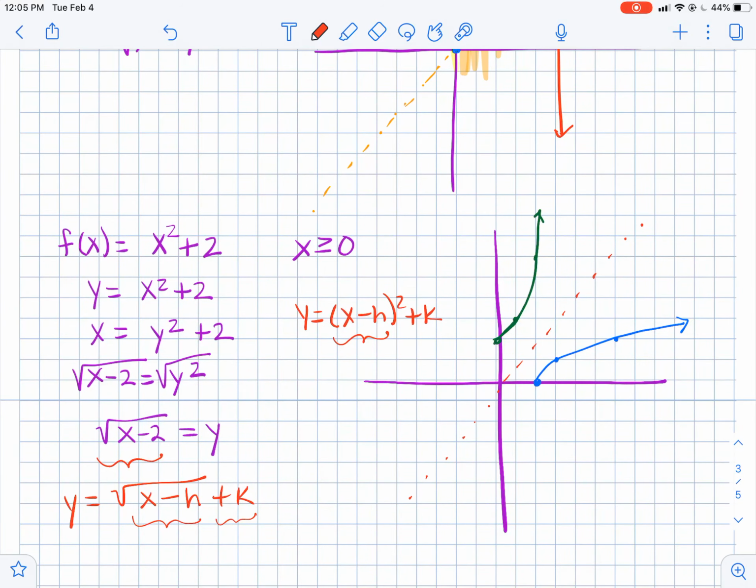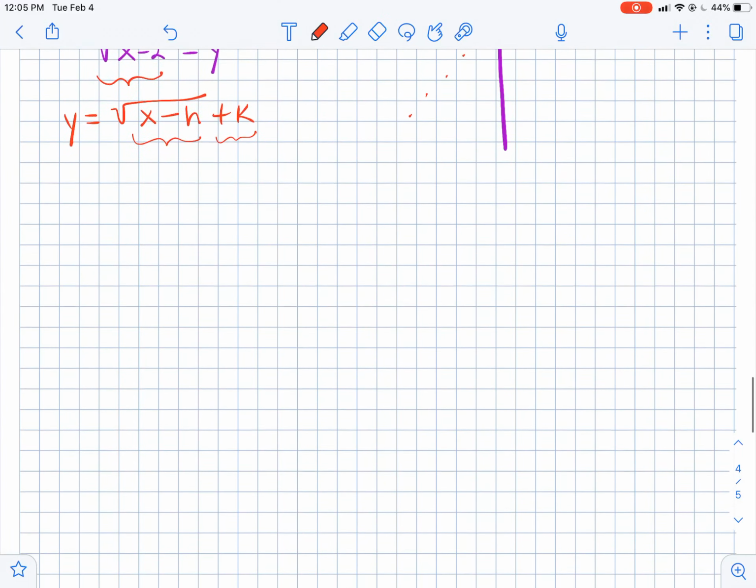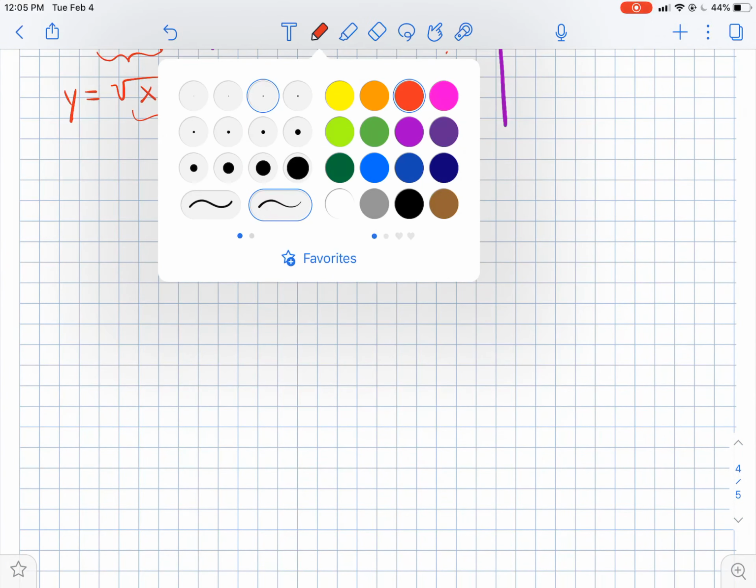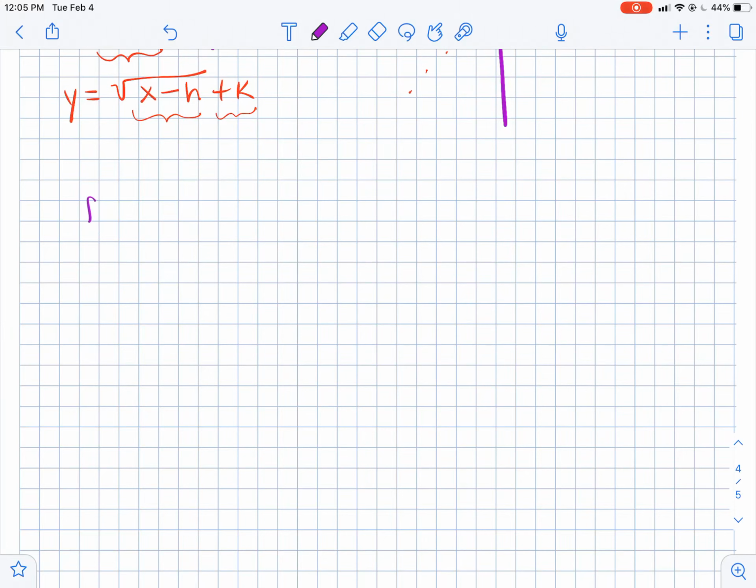Okay, let's do another one, and this one we're going to do in vertex form. So we're going to do f of x equals x plus 1 squared minus 2. And again, my restriction here would need to be at -1, because that would be where my vertex would be. So let's just go ahead and graph this to start off with.